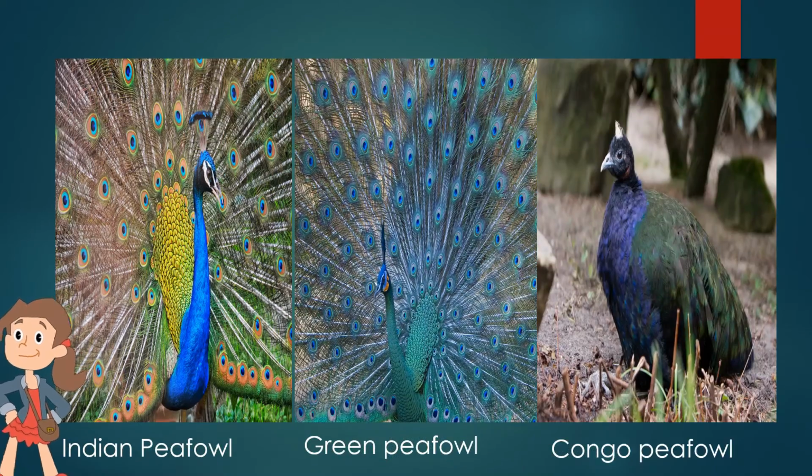There are three different species of peafowl: the Indian peafowl, the green peafowl, and the Congo peafowl.